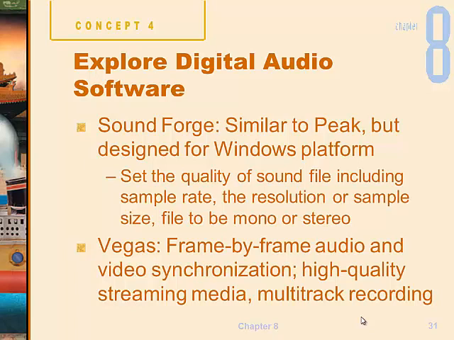Vegas is a frame-by-frame audio and video synchronization tool. It's high-quality streaming media. Multi-track recording is possible. It offers simple drag-and-drop operations that allow you to precisely and visually align, cut, paste, move, and crossfade audio events on multiple tracks or synchronize it with your video.